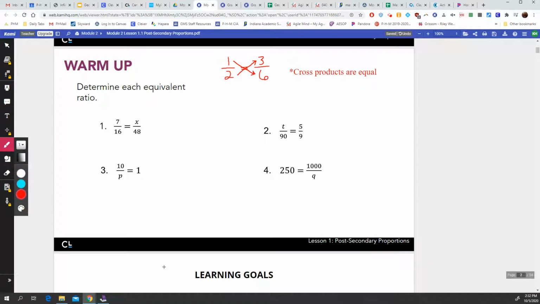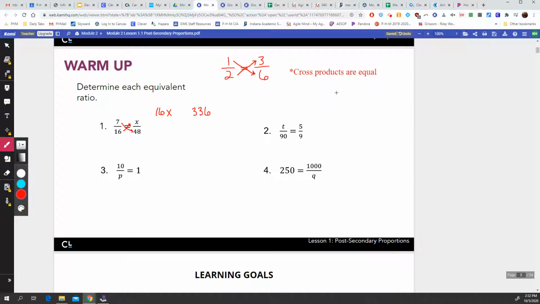So I'm going to do maybe number 1 for you, and then what I'd like you to do is pause the video and try to do 2, 3, and 4 on your own, and then come back and check answers. So number 1, we're going to do these cross products. We're going to multiply diagonally. So I'm going to do the easy one first. 16 times x, that is just 16x. And then when I multiply 7 times 48, I get 336. So I've already done that multiplication, but you could go off to the side and do it.